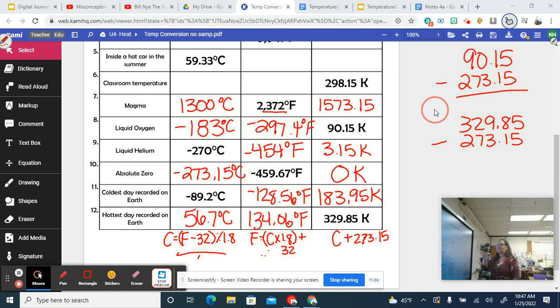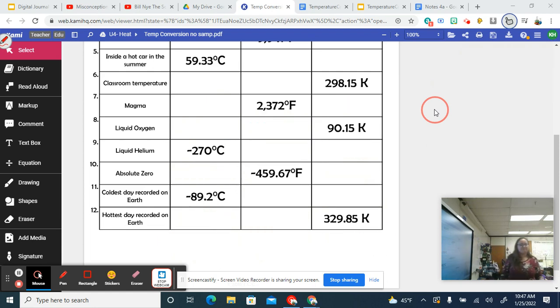I do want to talk about the formulas. One of the main reasons that I remember the formula is because, first of all, we talked the other day in the notes about that whole 1 to 1.8 thing, right?